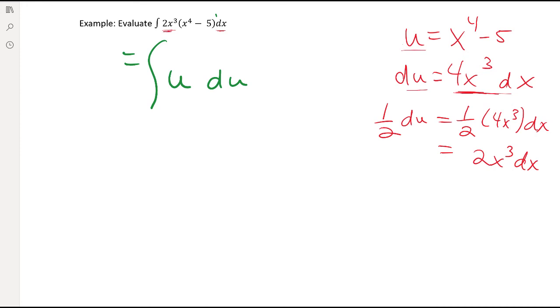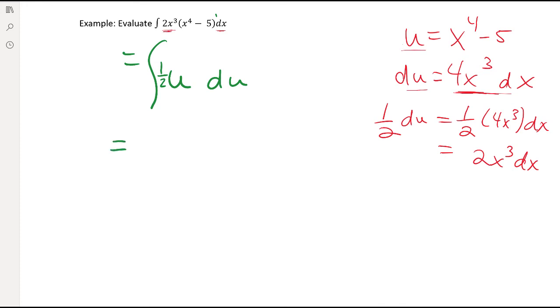I can put the 1/2 inside my integral, or if I wanted to, through the properties we discussed in the last video, I could take the 1/2 and pull it out here. It makes no difference where you put your 1/2. Okay? All right. I'm just going to move mine on the inside. It makes no difference whatsoever.